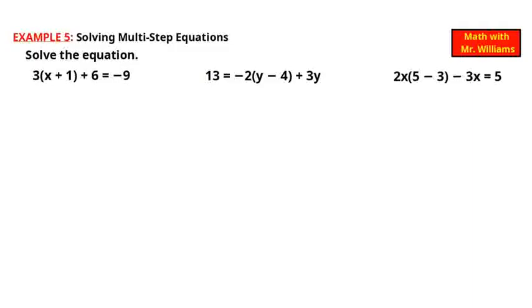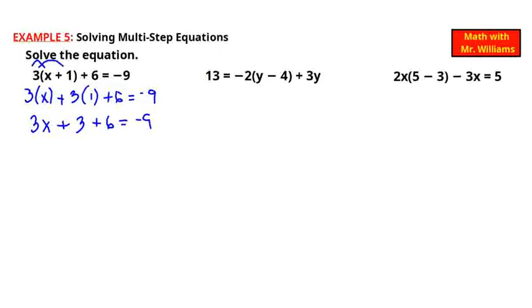Example 5, solving multi-step equations, math of Mr. Williams. Solve the equations. So here we have 3 parentheses x plus 1 in parentheses plus 6 equals negative 9. Let's go and use distributive property here. So we're going to take the 3 and we're going to multiply it to everything inside. So 3 times the x and 3 times the 1. Bring everything else down. Multiply it out. 3 times x is 3x. Plus 3 times 1 is 3. Bring down the 6 equals negative 9.